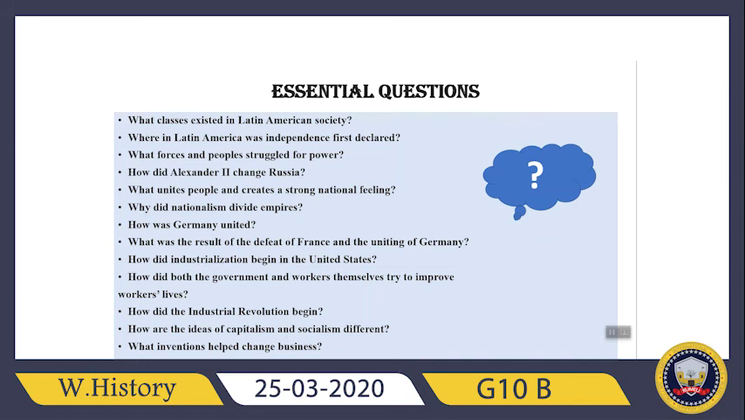How did Alexander change Russia? What unites people and creates a strong national feeling? Why did nationalism divide empires? You should know these things. How was Germany united? You should know the whole process, or if there was any kind of movement. What was the result of the defeat of France and the uniting of Germany? How did industrialization begin in the United States? How did both the government and workers themselves try to improve workers' lives? How did the Industrial Revolution begin? How are the ideas of capitalism and socialism different? And at the end, what invention helped change business?